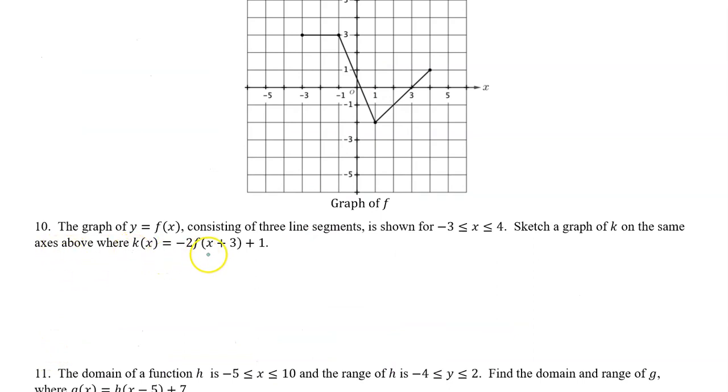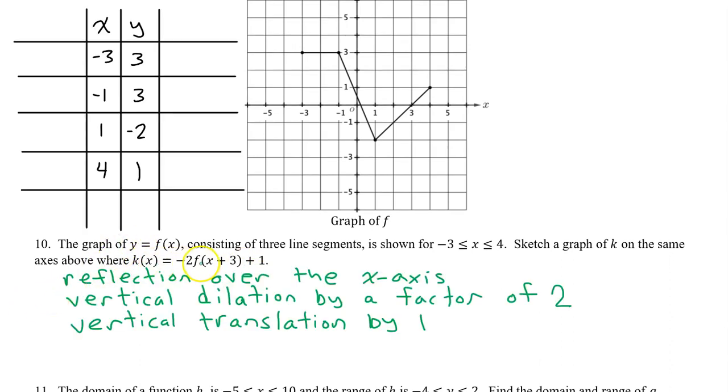Number 10 has the same directions, but the transformed function is k of x, shown here. K of x has 3 transformations that will affect the y values. The negative in the front is a reflection over the x-axis. The 2 in the front is a vertical dilation by a factor of 2. And the plus 1 on the end is a vertical translation by 1. So, based on these 3 transformations, I can get new y values by doing negative 2 times the original y value plus 1.